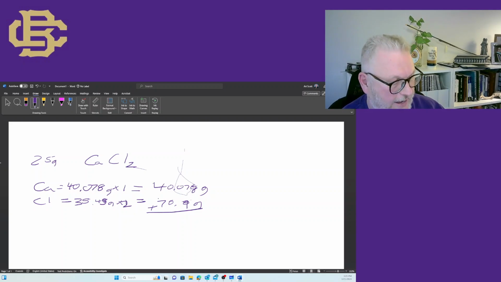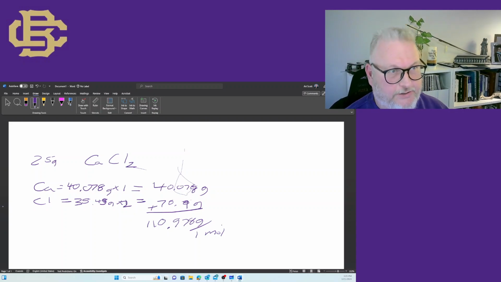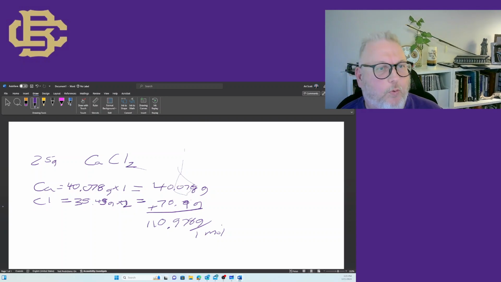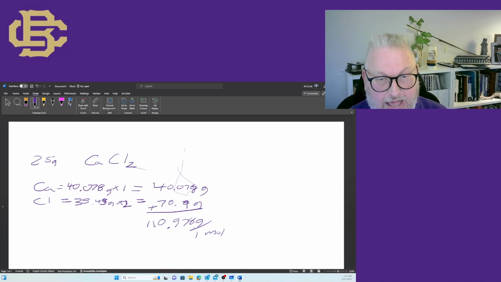So, to get the molar mass of CaCl2, all I've got to do is add these up. So 70.9 plus 40.08. So I get 110.978 grams for every 1 mole. Okay. So, my question is, how many moles are in 25 grams of calcium chloride? So I know what the molar mass is now of calcium chloride. It's 110.978.